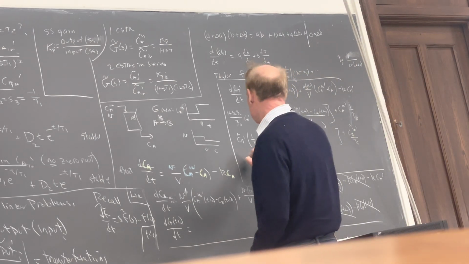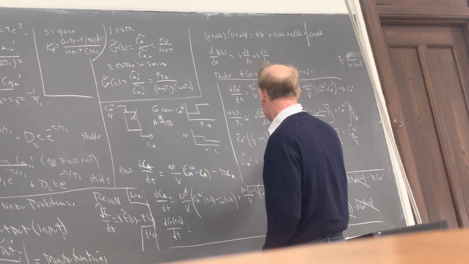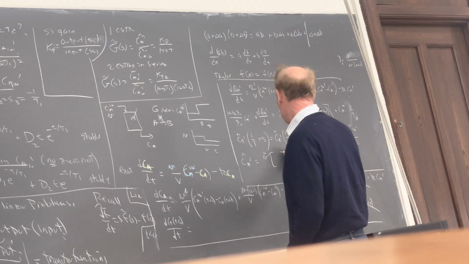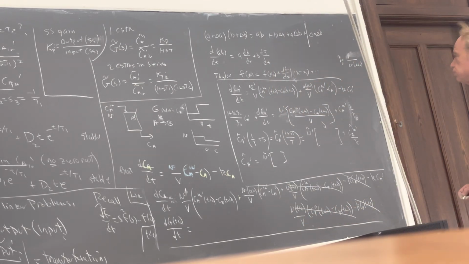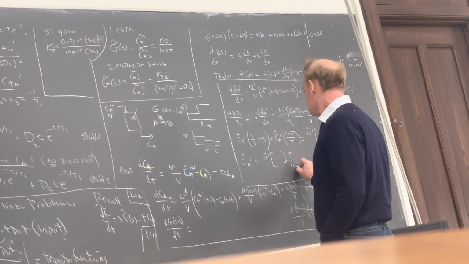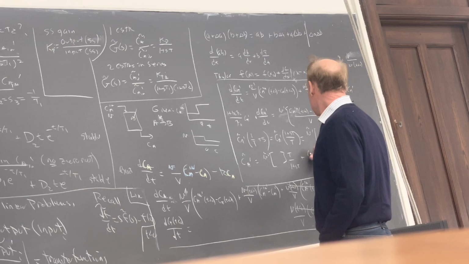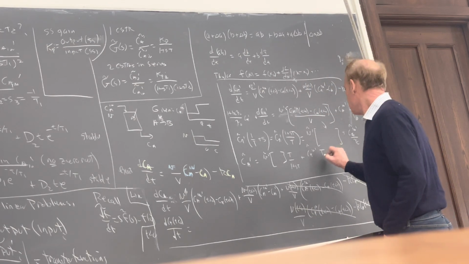And let's write the next equation. CA prime tilde is equal to V prime tilde times that square bracket times t over 1 plus st, plus CA in prime tilde times t over tau 0, 1 plus st.